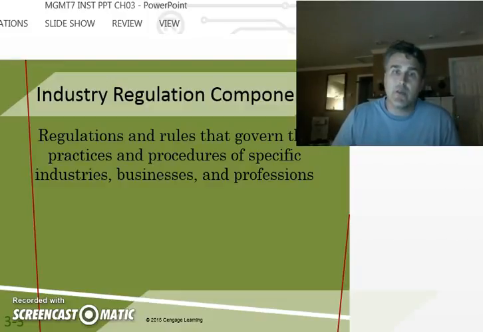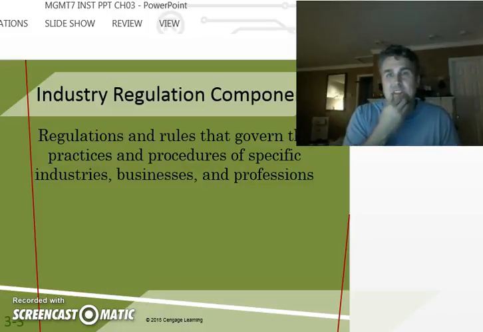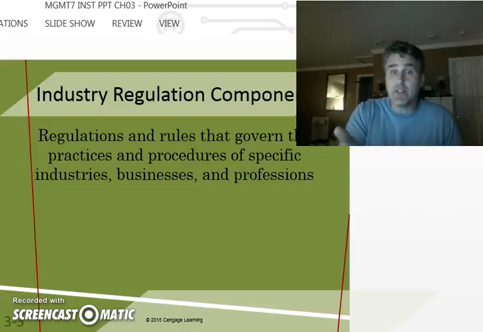Industrial regulation: regulations and rules that govern practices and procedures for specific industries, businesses, and professions. When you're doing your SWOT analysis on the community college, I'm thinking that might change. If this is a group other than fall 2015, you might not be doing your SWOT on Salt Lake Community College. But if you are, what regulations influence our decisions? And are any of those changing?